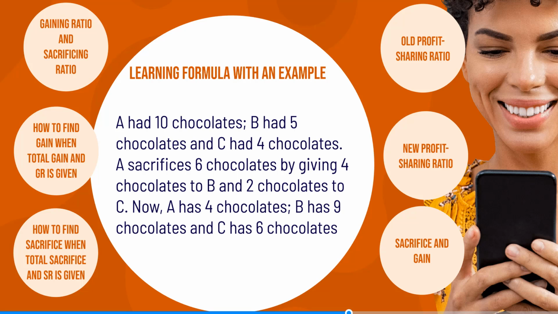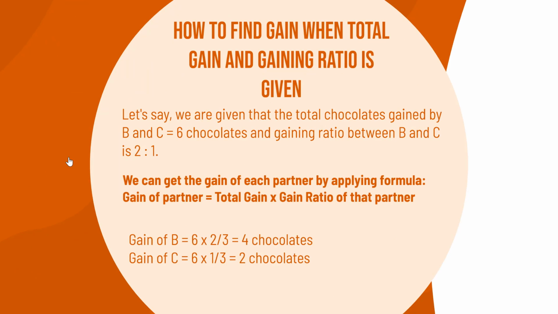Now, what will happen if we are given the total gain and the gaining ratio? For example, here the total gain by B and C is 6 chocolates, both of them have gained together. And we just found out that the gaining ratio is 2:1. So if the total gain is given and the gaining ratio is given, how do we find out the gain of each partner?